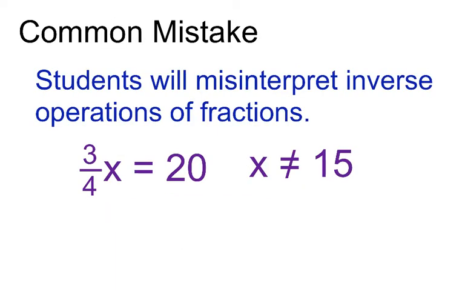A common mistake is that students will misinterpret inverse operations of fractions. For example, 3/4 of x equals 20 means 3/4 times what equals 20? X does not equal 15. In this mistake, students multiply 20 by 3/4, which is not what this problem is asking.